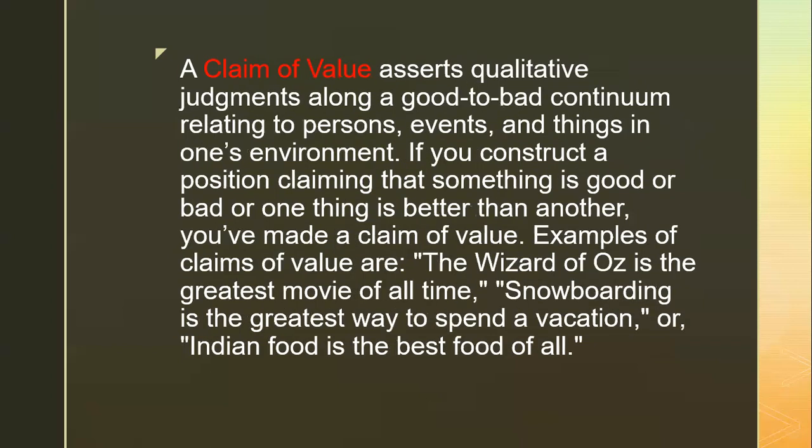Next is claim of value. It asserts qualitative judgments along a good to bad continuum relating to persons, events, and things in one's environment. If you construct a position claiming that something is good or bad, or one thing is better than another, you've made a claim of value. Examples of claims of value are The Wizard of Oz is the greatest movie of all time. Snowboarding is the greatest way to spend a vacation, or Indian food is the best food of all.